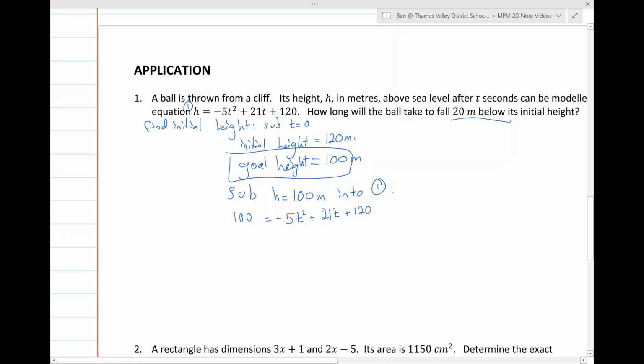Again, as we did before, we need to rearrange this equation so that one side of this equation equals 0. Well, the easiest way to do that is to move everything from the left side to the right side because there's only one term here on the left side. So if we subtract 100 from each side, that'll leave us with 0 here on the left. And on the right, negative 5t squared plus 21t plus 120 minus 100. Nice and easy. That leaves us with negative 5t squared plus 21t plus 20.